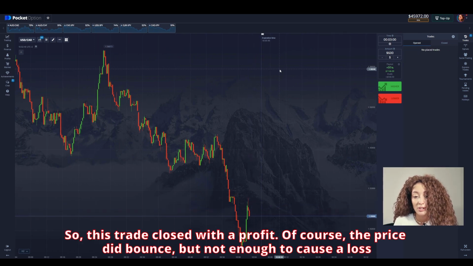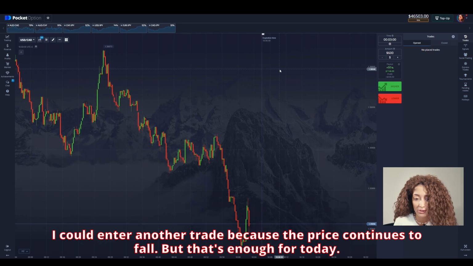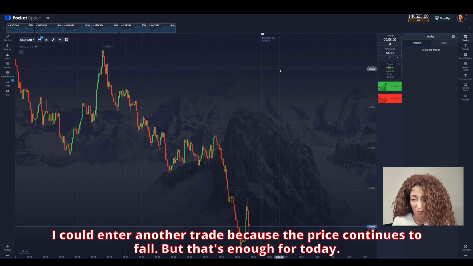So this trade closed with a profit. Of course, the price did bounce, but not enough to cause a loss. Here I earned $231. And then in principle, I could enter another trade because the price continues to fall. But that is enough for today.